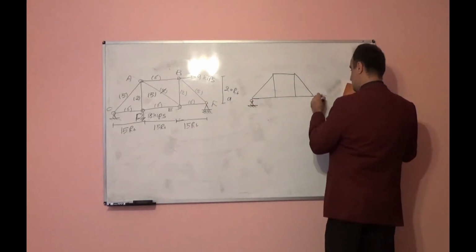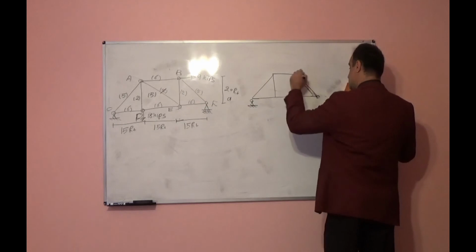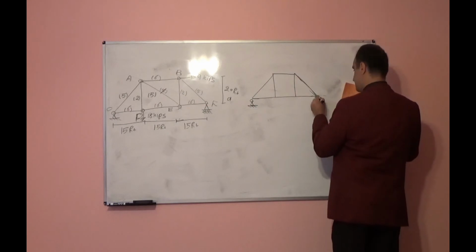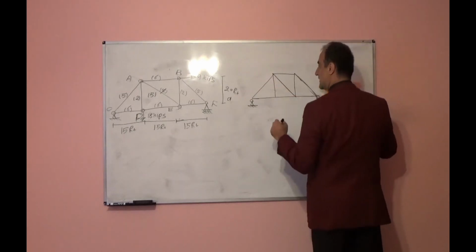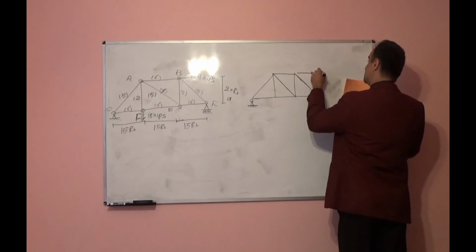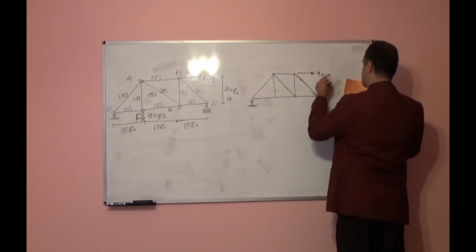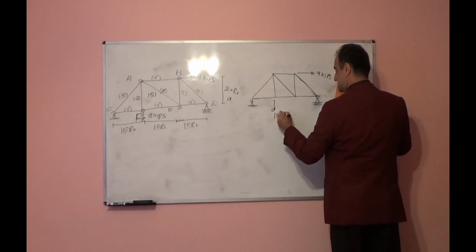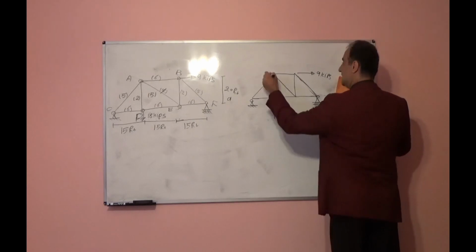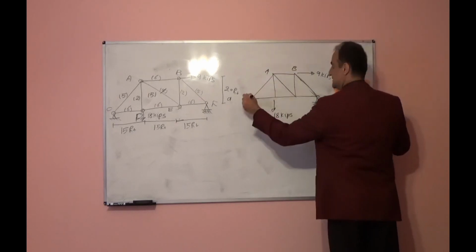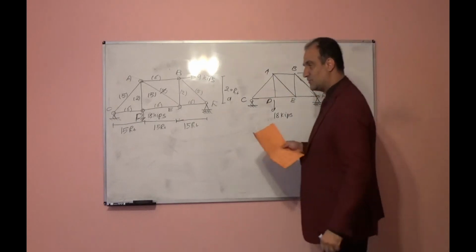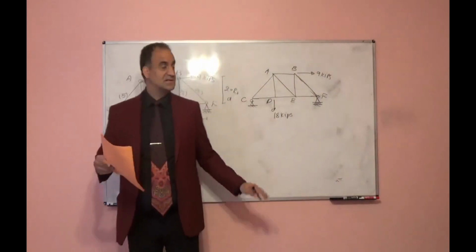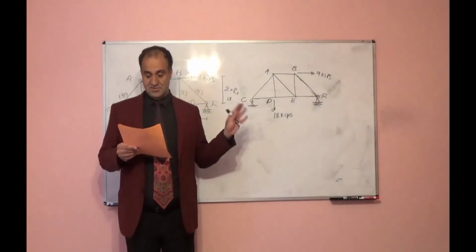So you will remove the extra member. You will assume you have the truss that you had before. And here you have 9 kips, and here you have 18 kips. A, B, C, D, E, F. Now you will find internal forces in each truss member under real load.